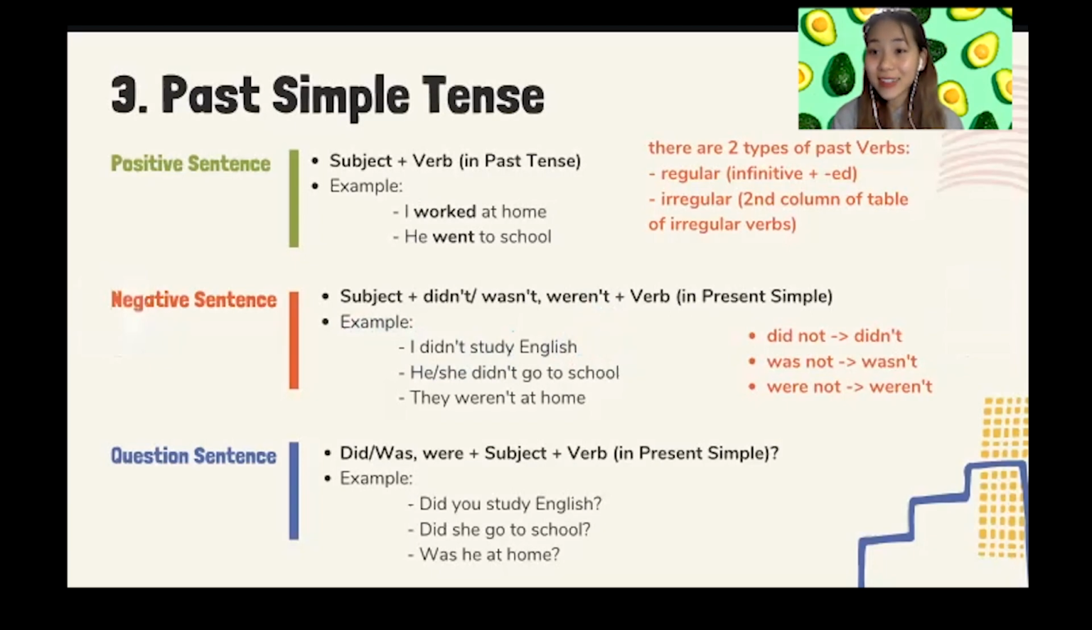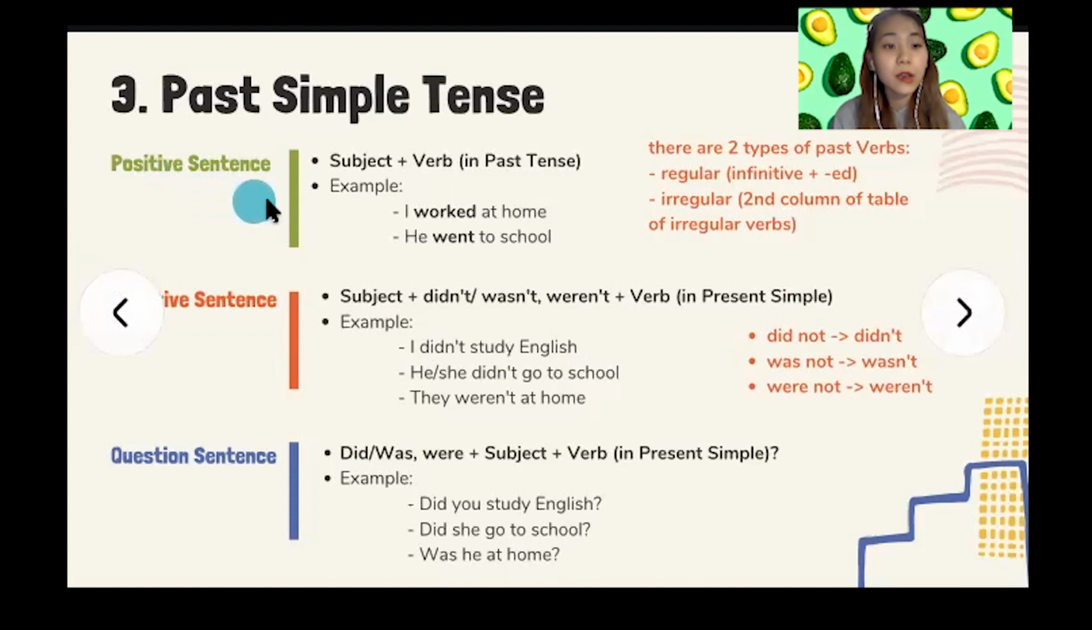The third tense is past simple tense. So past simple tense is used when an action is finished in the past and mostly connected with an expression of time. Okay, so those are the signal words that you will know when it is past simple tense because it has already happened in the past. There is no connection to the present. This is the sentence structure that you use for past simple tense.